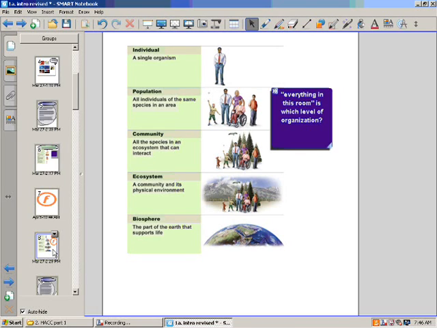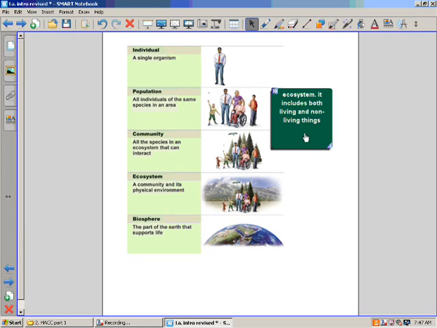Now if I said everything in this room, so if I'm including everything in this room, what level of organization is that going to be? Everything in this room, is that going to be just one individual or a population of students? Is it going to be just a population of students, or will it also include the physical environment? Will it be more than just students, but also the spiders and flies that might be in the room as well? If it includes more than one population and the physical environment, everything in the room, then we will say that that's an ecosystem, because it includes both living and non-living things.